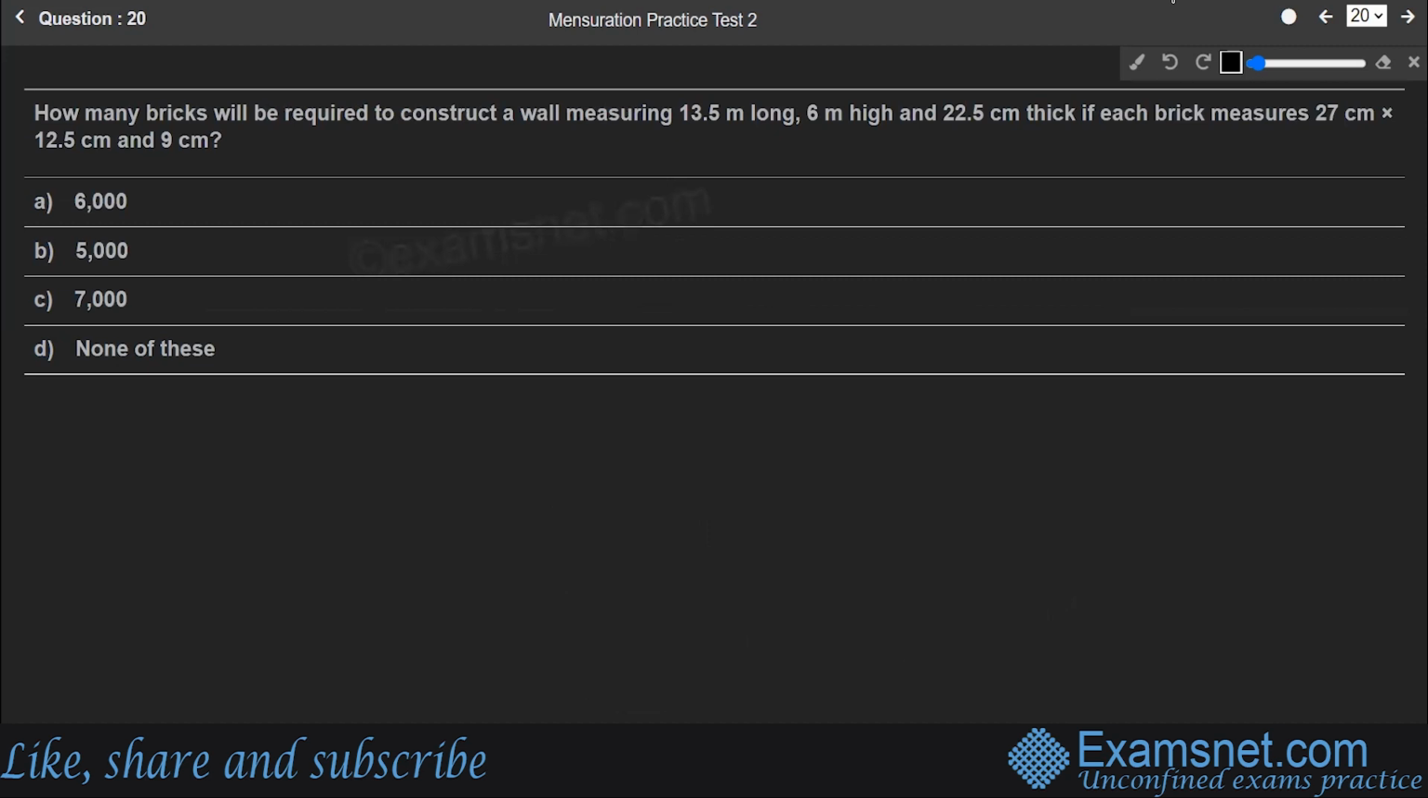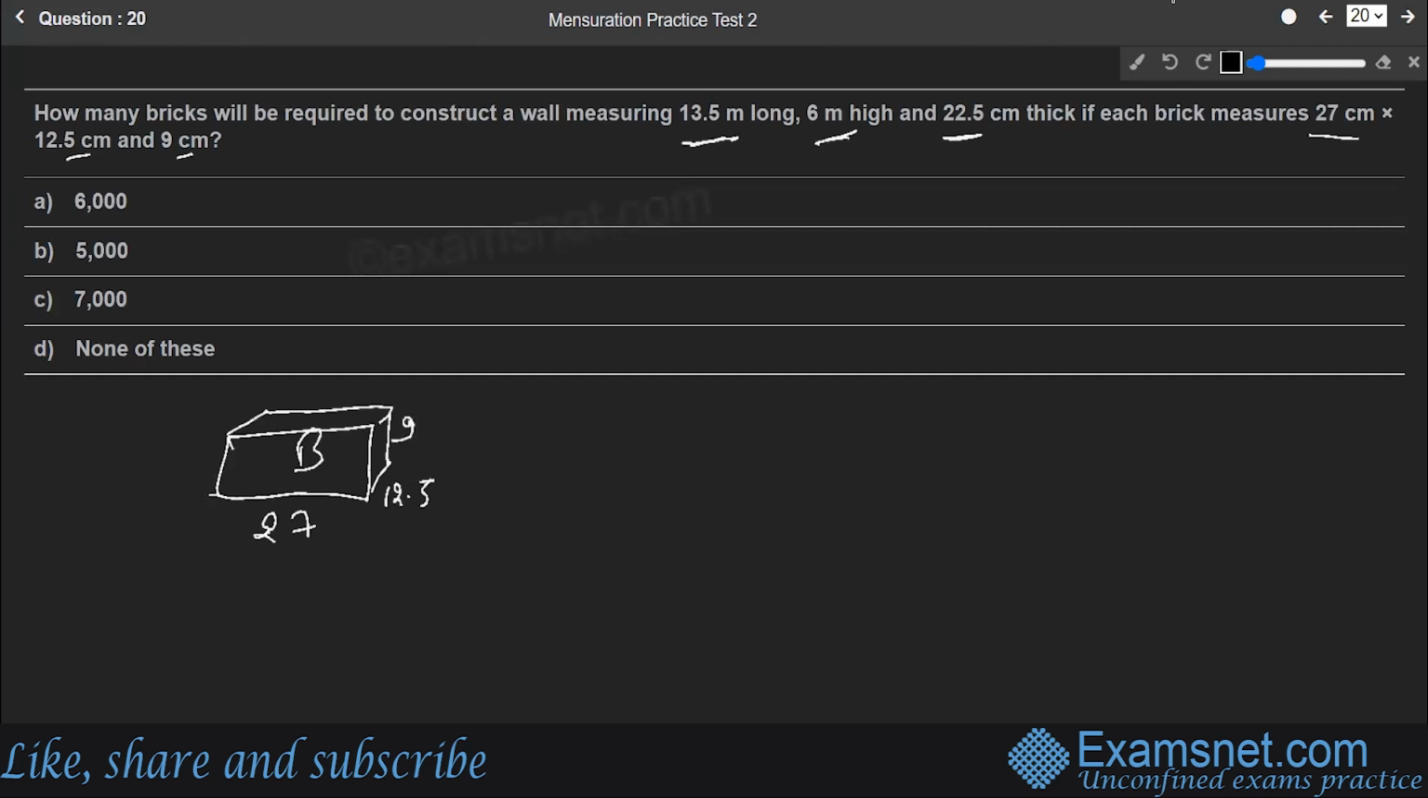Now, how many bricks will be required to construct a wall measuring 13.5 meter long, 6 meter high, and 22.5 centimeter thick, if each brick measures 27 centimeter into 12 centimeter into 9 centimeter? Clearly the bricks are of the shape of a cuboid. Always the bricks are of the shape of a cuboid only. The dimensions of the brick are 27 long, then 12.5 breadth and height is 9 centimeter.